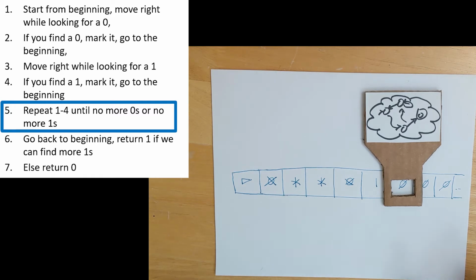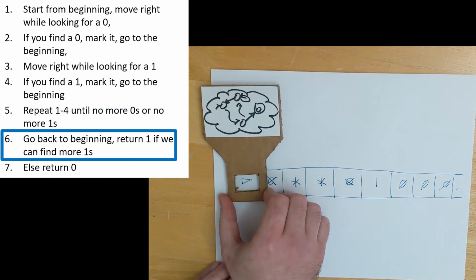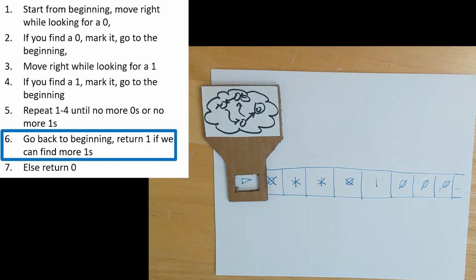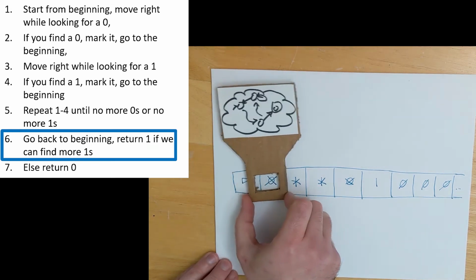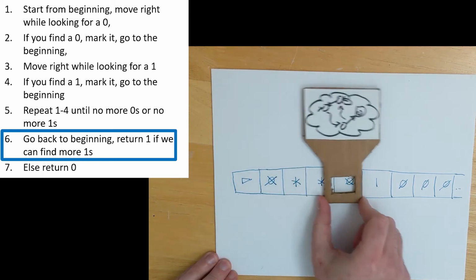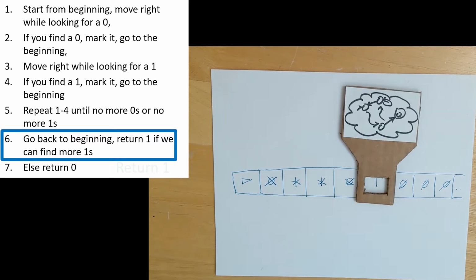So once we see that there are no more zeros, we're going to go all the way back to the beginning and say, all right, can we find a one? So is there a one? Is there a one? Here is a one. So now we accept. So we return true for this input.